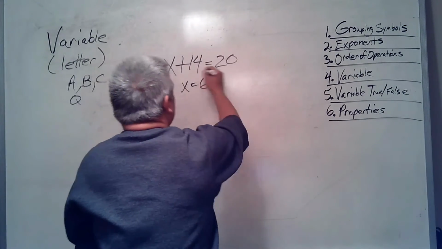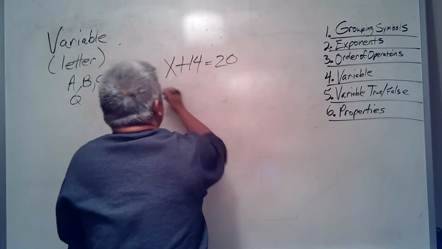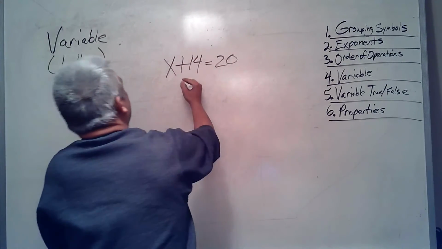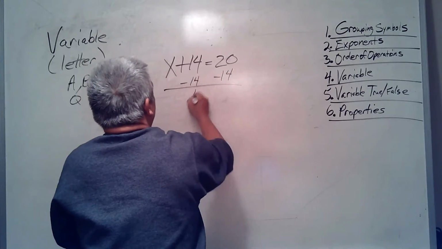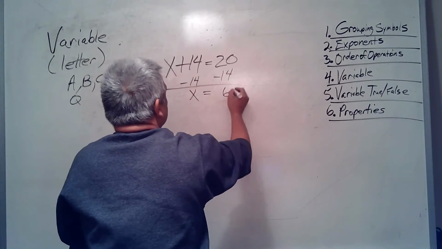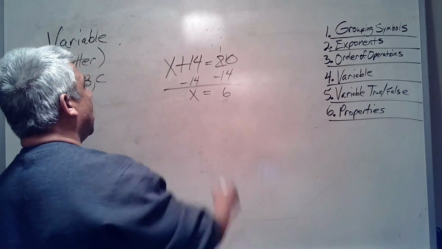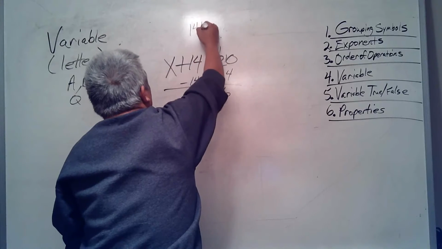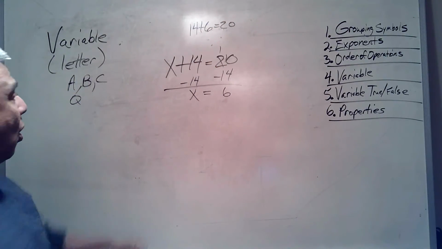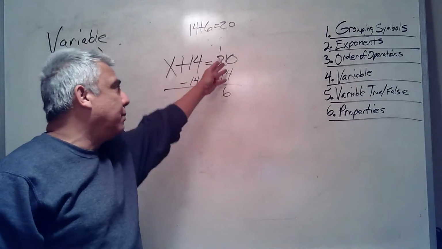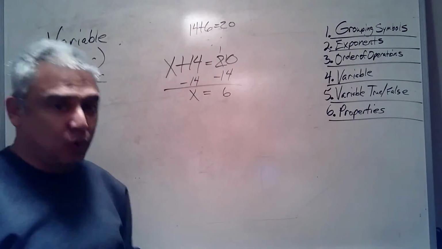Because you could say, hey, what's with x? X has got 14 with it. And I need to get the x by itself, so I'm going to say minus 14 here, minus 14 here, and I'm going to say x is equal to 6. That way. So if you wanted to say 14 plus 6 equals 20, that's cool. Or if you wanted to say 20 minus 14, because you wanted to get x by itself, that's cool.